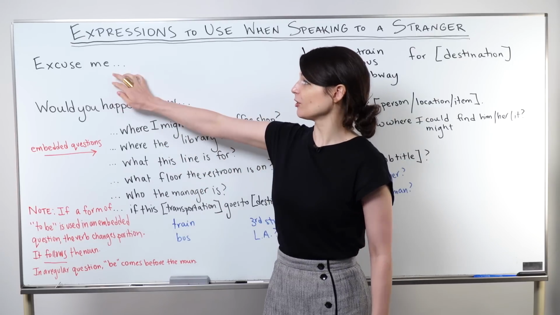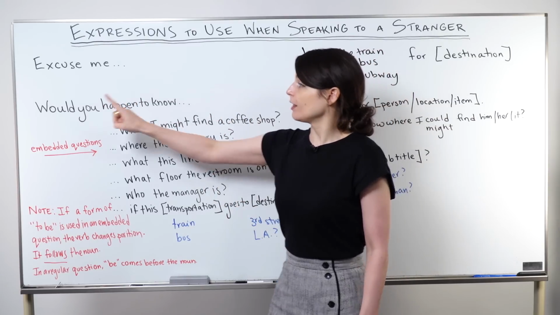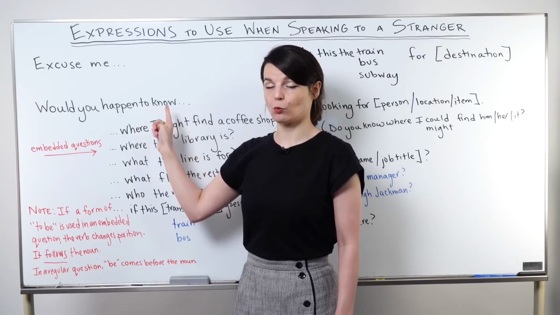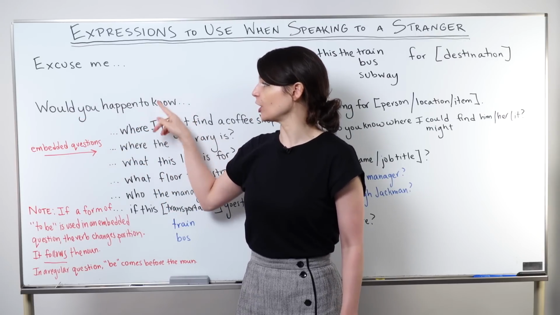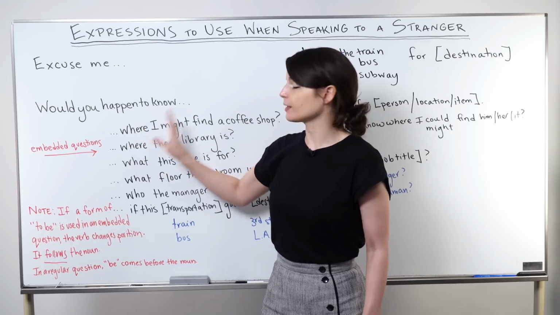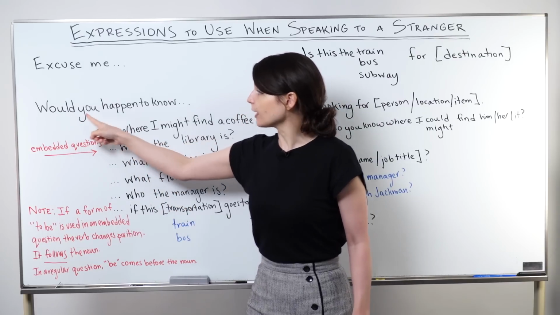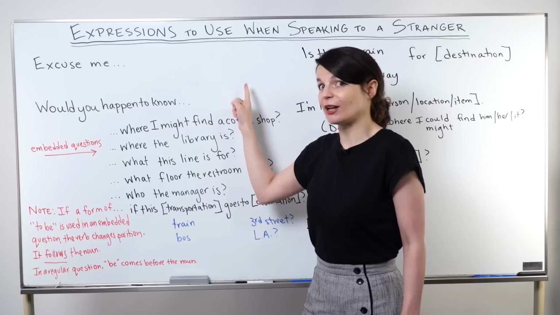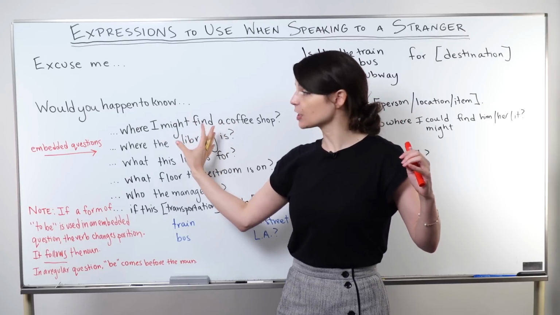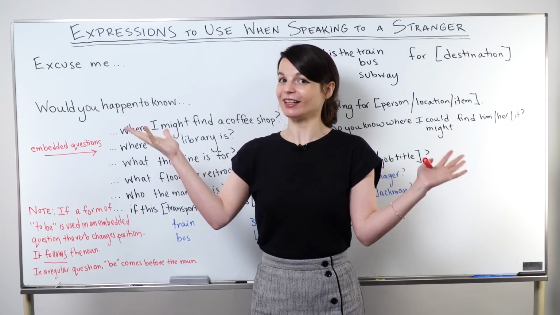So after you say, excuse me, there are a few different things you might need to ask this stranger. This is a very polite pattern you can use. Would you happen to know? We begin our question with this. Would you happen to know some information? After this, we're going to use, in many cases, what's called an embedded question. So I'm starting a question here. Would you happen to know information? So that's a question. And inside this question is another smaller question. So we use these patterns, this question inside a question, to make very polite questions.